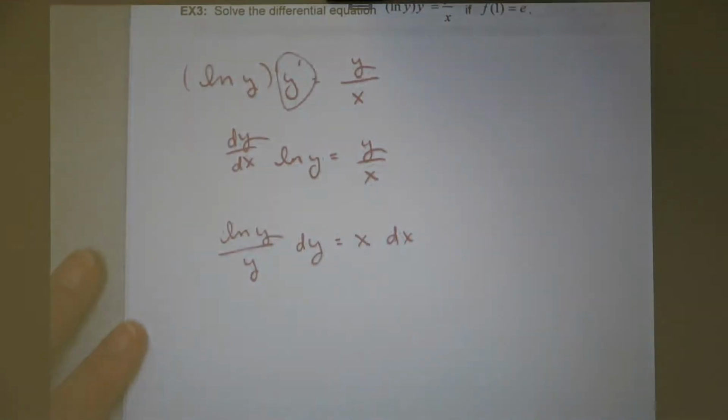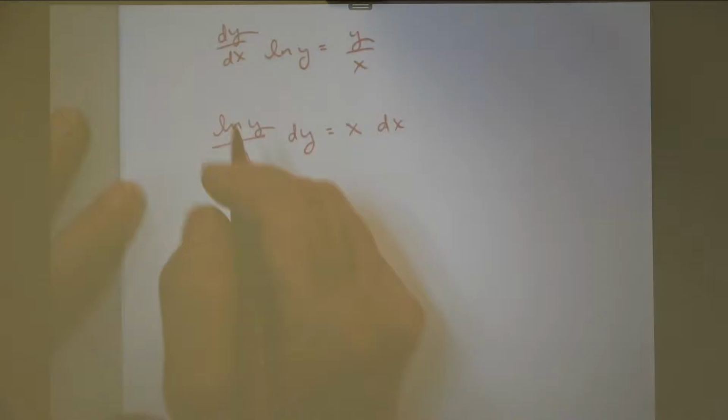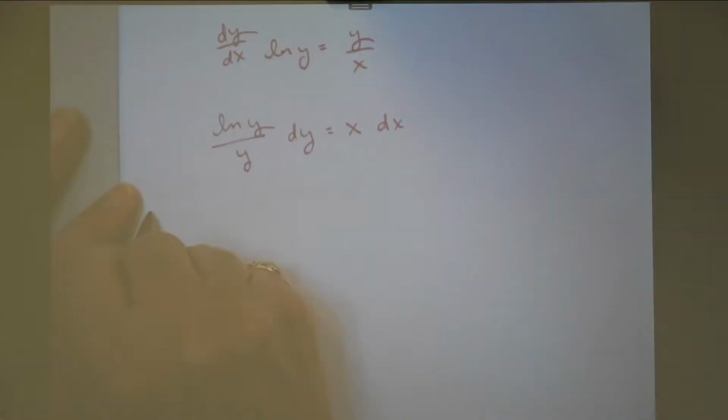Take just a minute, look at what's happened, and see how it's going. Now, I've got a little bit of a situation here because when I go to integrate this, I've got ln y over y. And please, please, please, you are not canceling these y's out. It is not going to be ln 1.